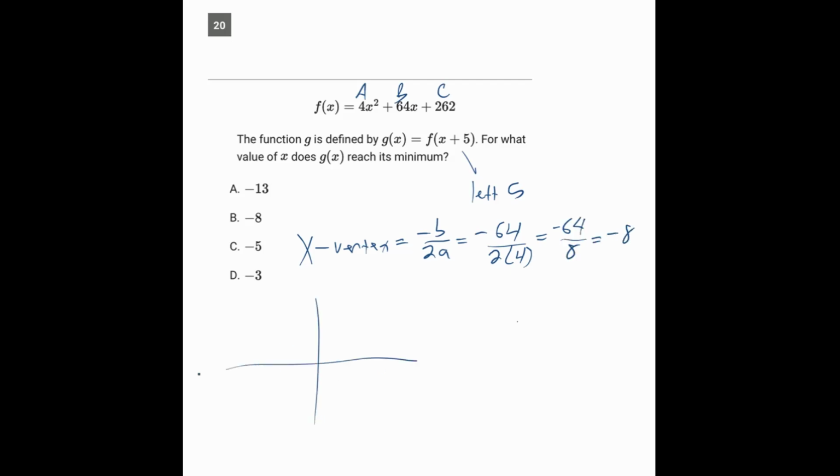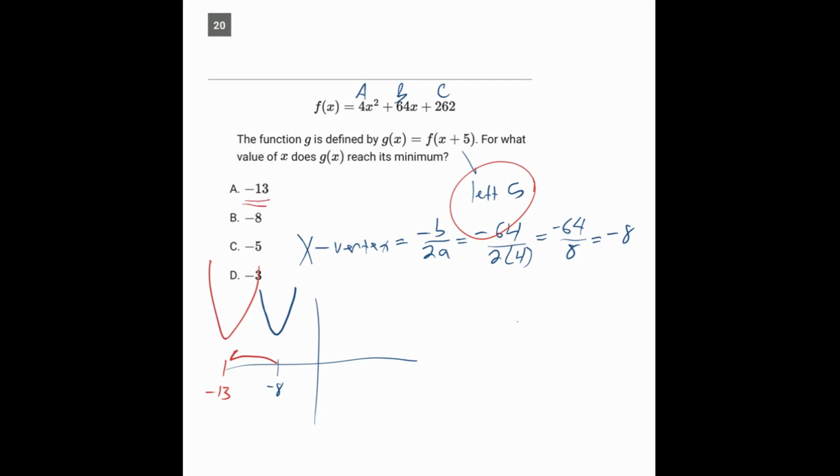So just imagine you have an xy axis. We don't know how tall this thing is, but we know the vertex is at x equals negative 8. Now, if we move it left 5, the vertex will now be at negative 13. So g of x would be somewhere here. If f of x is the blue one, then g of x is the red one, and it has its minimum at x equals negative 13.